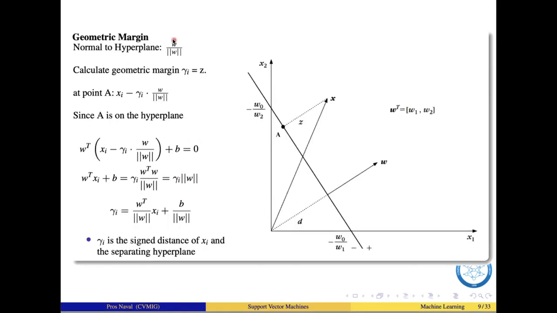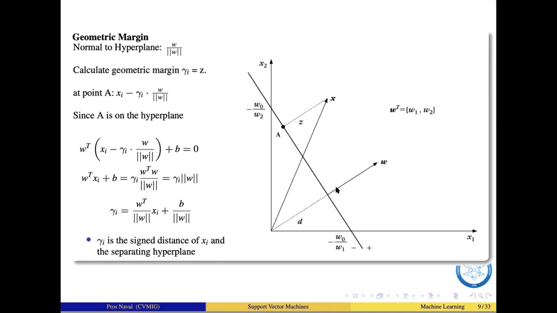Now let's take a look at the geometric margin this time. So we're talking about the functional margin. Let's talk about another kind of margin. It's called the geometric margin. The geometric margin is the following. First, we have the normal to the hyperplane, which is, okay, so this is a hyperplane, and this is our W.